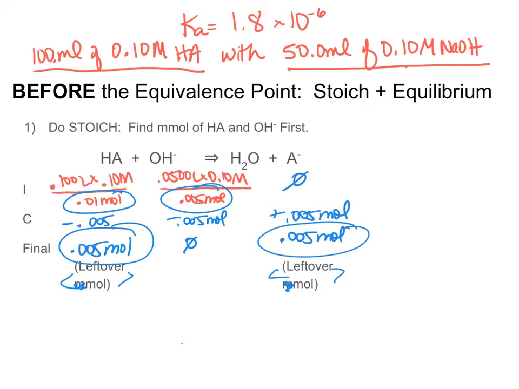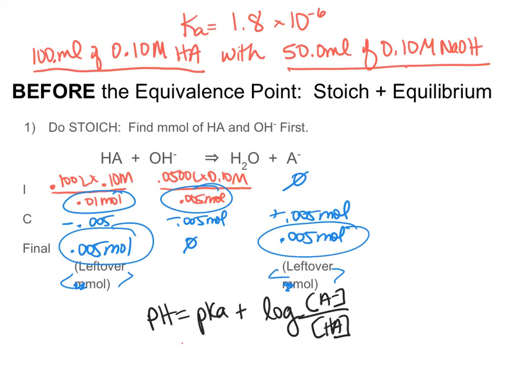Now, since I have my A minus and my HA, I can do Henderson-Hasselbalch because I have a buffer. I know I have a buffer because I have both my acid and my base. So now what I can do is pH is pKa plus the log of my base, which is A minus, over my acid, which is HA. So I solve for that and I can get my pH.